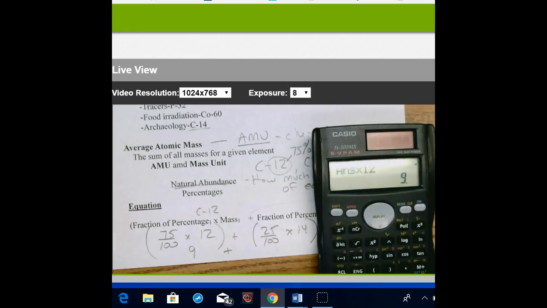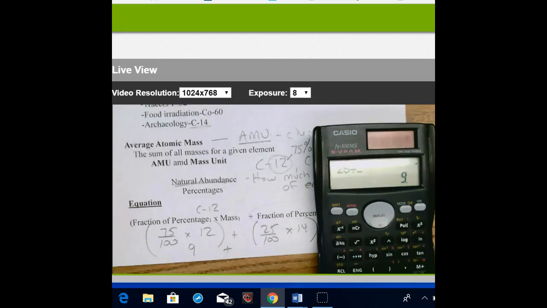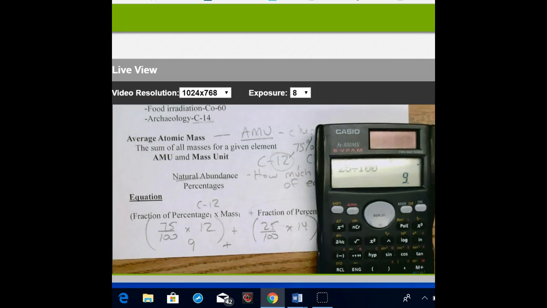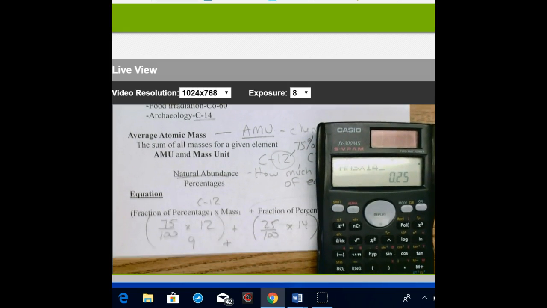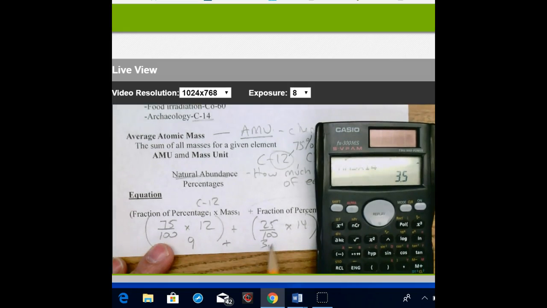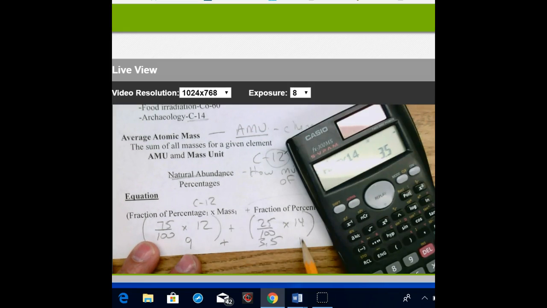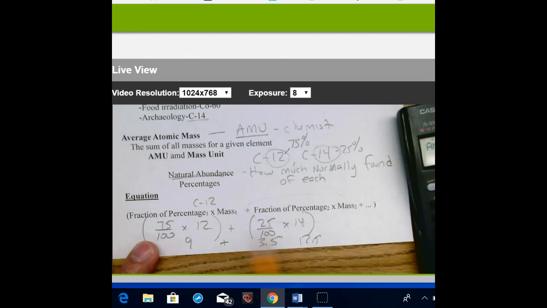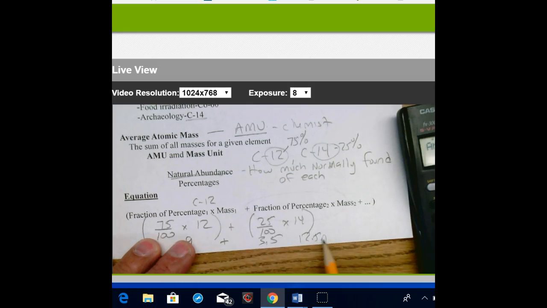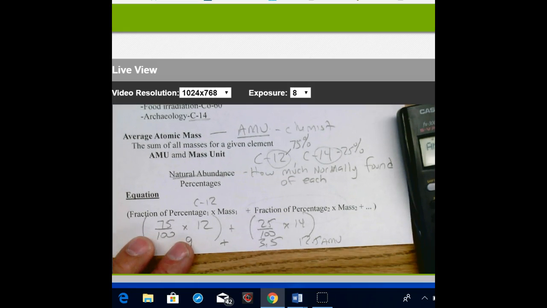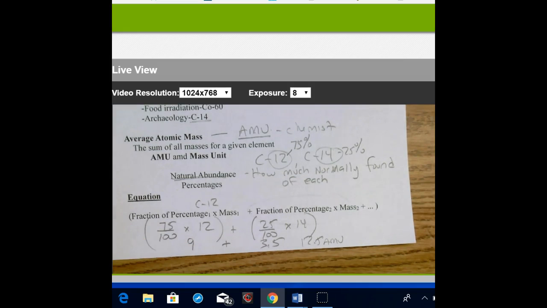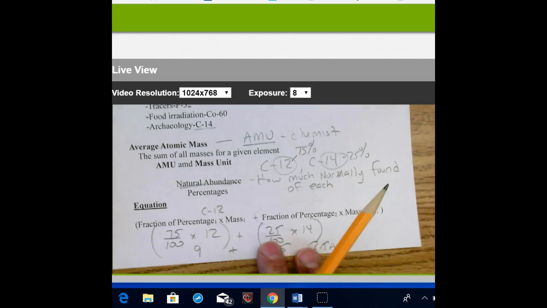Then I would add to the other one, 25 divided by 100 times 14, which gives me 3.5. And then I would add those two together, and I would get 12.5. And if these were the right percentages, that would give me 12.5 AMU. I'm not sure exactly. Let me look in the periodic table, see what carbon is. I kind of made the numbers up, and it is 12.01. So there's a different percentage here than what I'm showing. But this is how you do it.